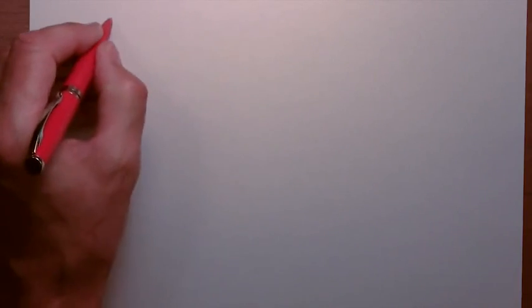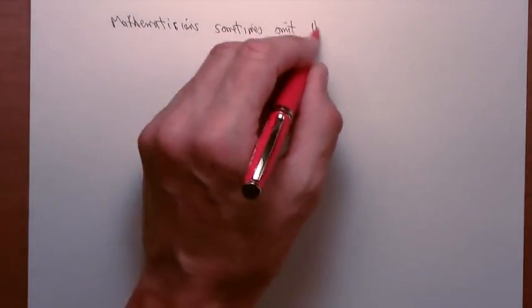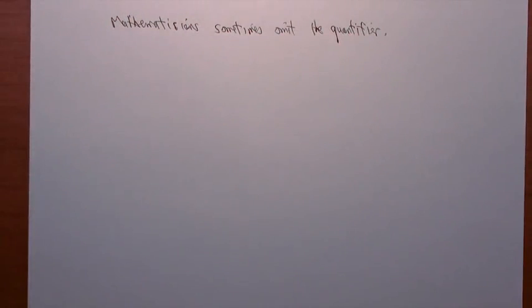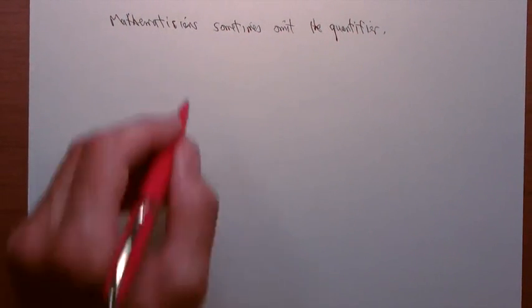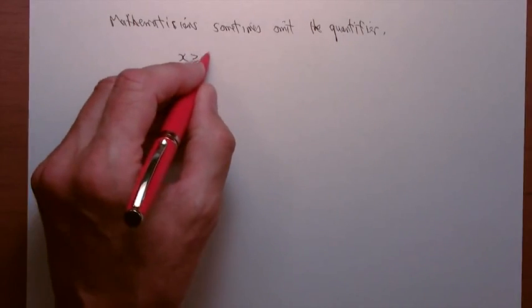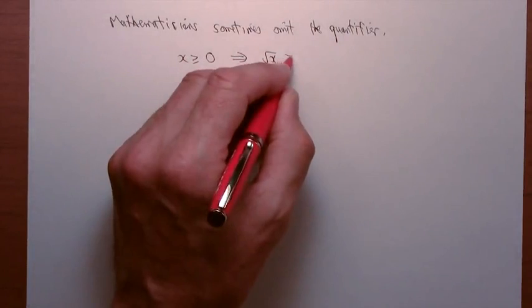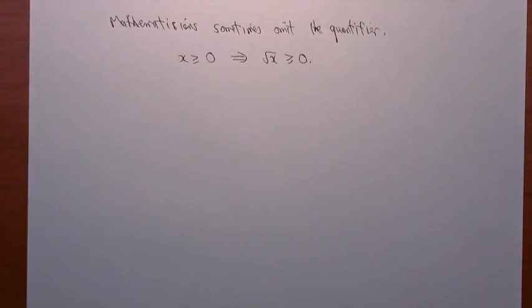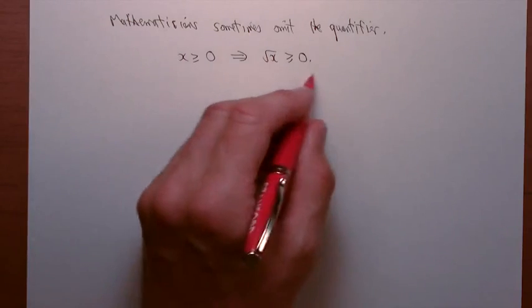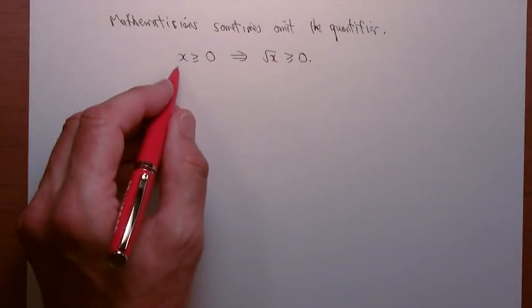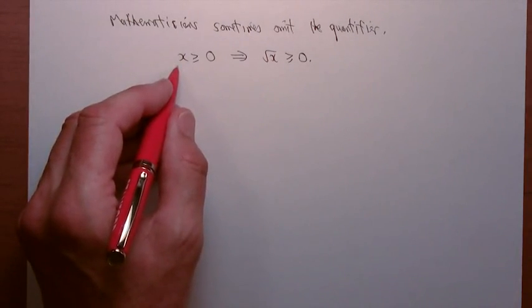Something else you need to be aware of with regards to quantification is that mathematicians sometimes omit the quantifier. We write things like, if x is greater than or equal to 0, then the square root of x is greater than or equal to 0. If you see an expression like this, what that means is the following.